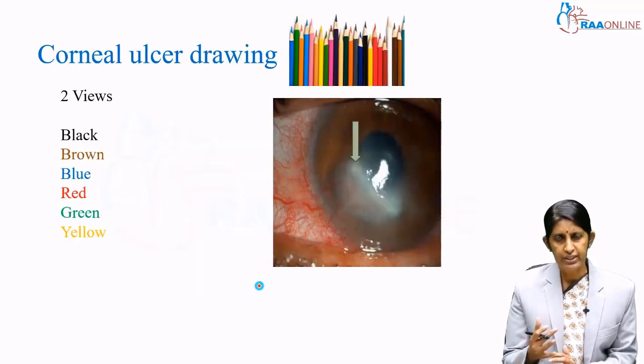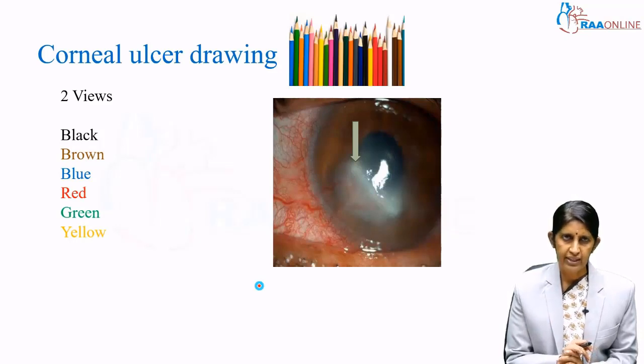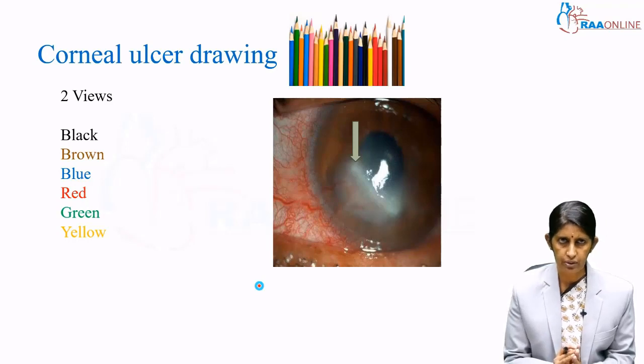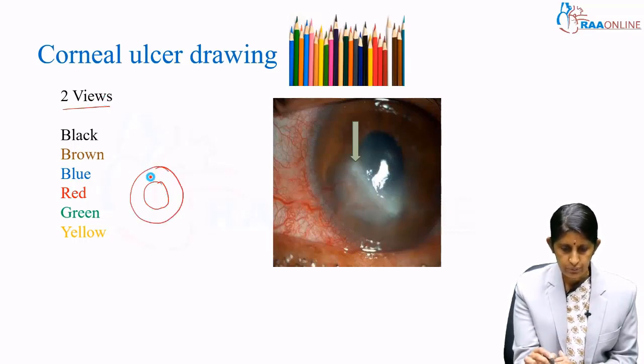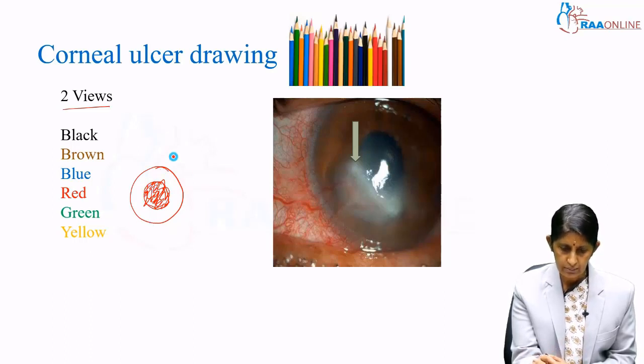So before we stain with fluorescein, when we examine the patient, it is very important for us to do what we call a corneal ulcer drawing. And this corneal ulcer drawing should be done in 2 views. One view is the diffuse view. Suppose you see a corneal ulcer here. If this is a corneal ulcer, you're just drawing the corneal ulcer and you're showing that this patient has a cornea which is devoid of any abrasion, any infection in the periphery, but the central area is filled with necrotic tissue, and this is the corneal ulcer.